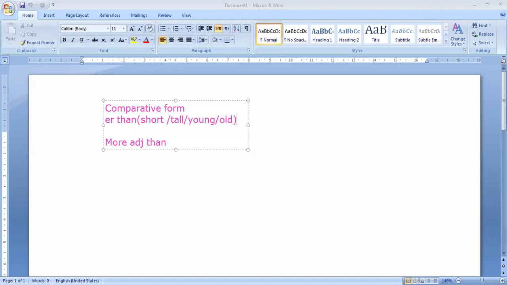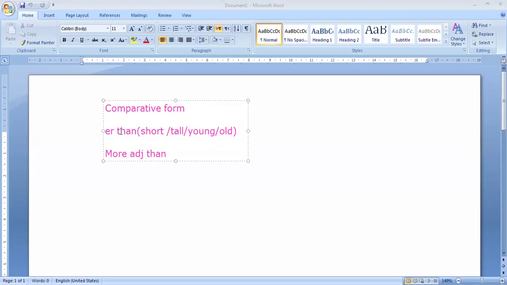So in this form, I use the comparative by adding er to the adjective and adding than. Without this, we say more adjective than, and we use it with adjectives of more than one syllable, like what? Like comfortable. We have here comfortable, useful, expensive.